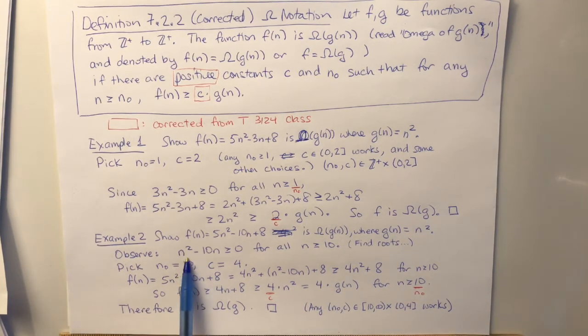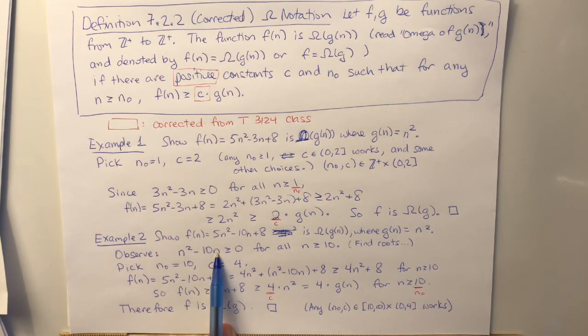First, we observe n² − 10n is greater than or equal to 0 for all n at least 10. If you were to plot this, n² − 10n, you would see that it has roots at n equals 0 and n equals 10. You can think of this expression as an upward pointing parabola with roots at 0 and 10, and therefore the expression is at least 0 when the value of n is at least the rightmost root, that is 10. We take n₀ equal to 10 and c equal to 4.